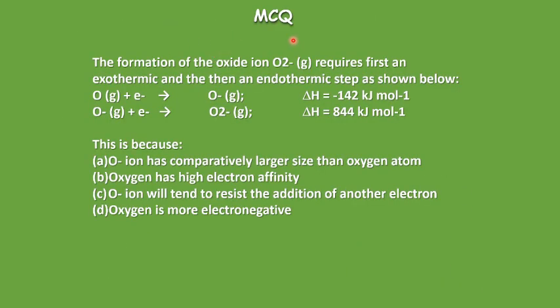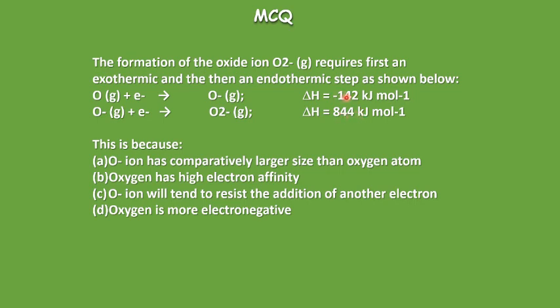A question related to the previous example. The formation of the oxide ion O2 minus gas requires first an exothermic and then an endothermic step as shown below. So O, on addition of one electron, forms O minus, and the energy released by the system is minus 142 kilojoules per mole. If we further add one more electron to this O minus, we get O2 minus, and in this system, energy is absorbed by the system.